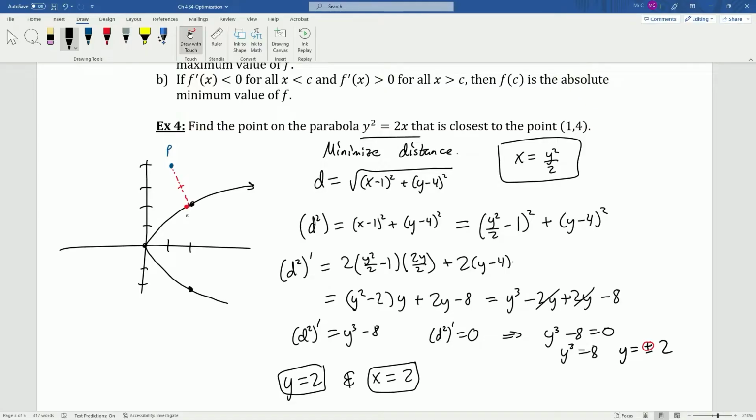Now, we do want to verify that this is a minimum. So we could do the first derivative test, right? But if we look at our first derivative, y cubed minus 8, if we look at, let's say, the derivative at 1 for y, we get negative 7. And if we look at the derivative at, let's say, 3, we get 27 minus 8. That's going to be 19, I mean. So we go from negative to positive, so that tells us that, yeah, it is a minimum.